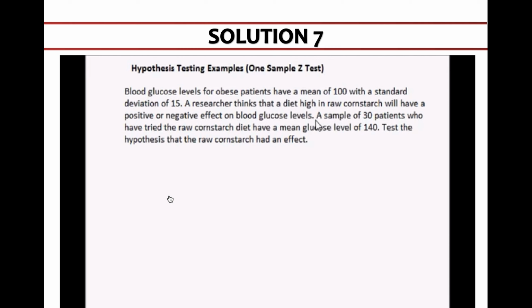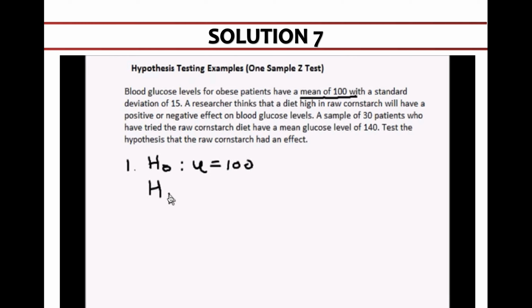Well, there's a lot of information there. Let's break it down into small steps. The first thing I want to do is state the null and the alternate hypotheses. If you aren't comfortable with stating the null hypothesis, then you may want to check out my previous video on how to state the null and alternate hypotheses. My null hypothesis, that's H sub 0, is the accepted fact, which is blood glucose levels are 100. Our population mean is 100. So I'll put mean is equal to 100.